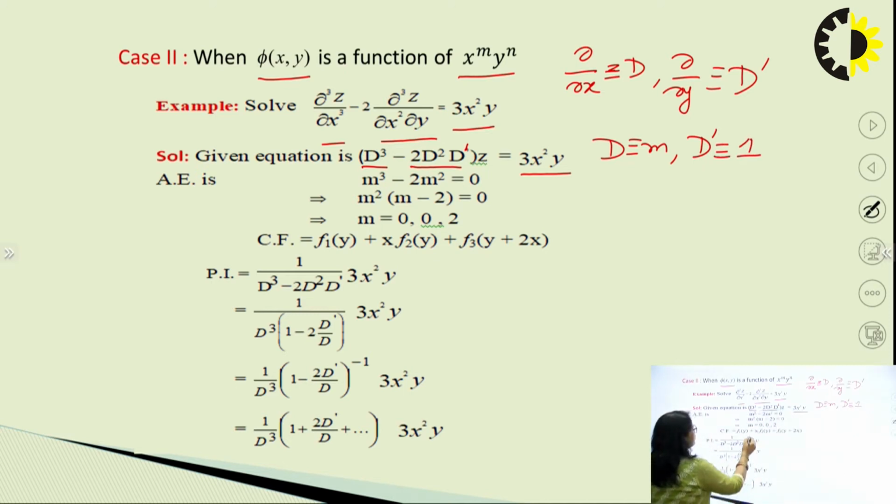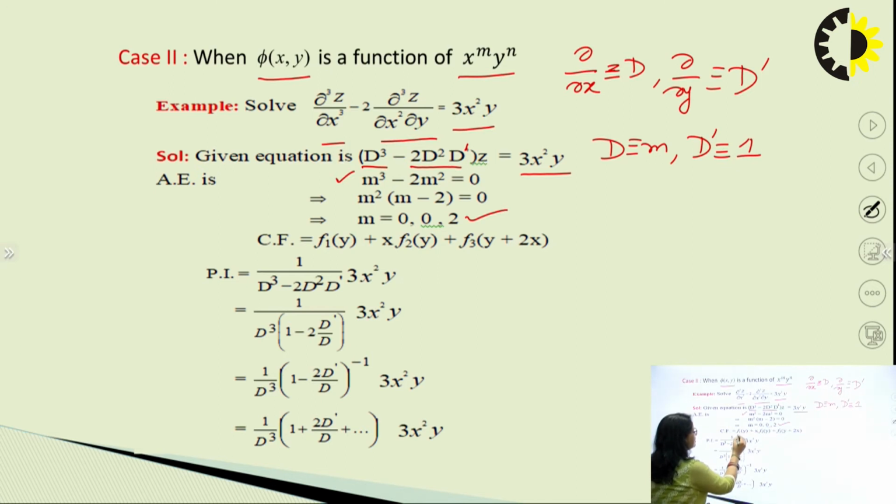So I am having the auxiliary equation as m cube minus 2m square equal to 0, which gives me m equal to 0, 0 and 2 as the roots. We can notice that there are as many roots as the order of the equation. The order of the equation was 3, so there are 3 roots. 2 of them are equal, 1 is distinct. So we will have cases from both in the complementary function. That means the complementary function for equal roots will follow case 2, and for the distinct root, that is root 2, we will follow case 1.